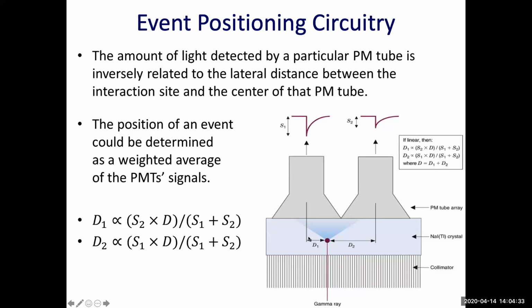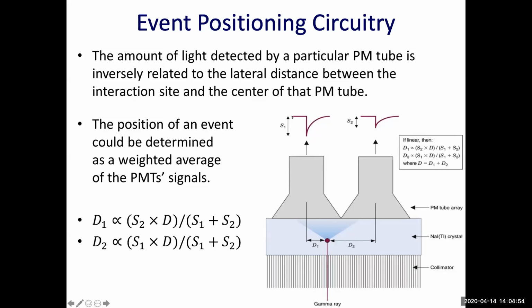If we go closer to the center, we see the amplitude is higher here. If we go farther away, we see the shorter amplitude here. So we have long amplitude and short amplitude according to the lateral distances D1 and D2. If the event is here, we see a very long amplitude here, while here is very short. Okay, so it is a relationship.